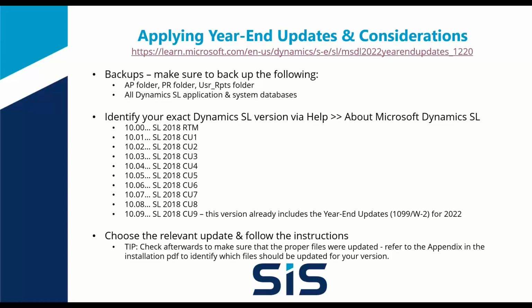So you'd choose the relevant update in the download package, and there is a PDF included with specific instructions. It is a really good idea to check afterwards to make sure that the proper files were updated. There is an appendix in the PDF that will identify for your version which files should have been updated. So you can use that to cross-check.